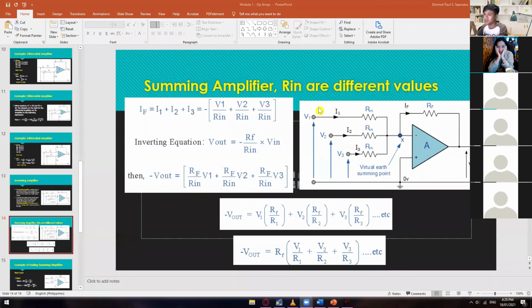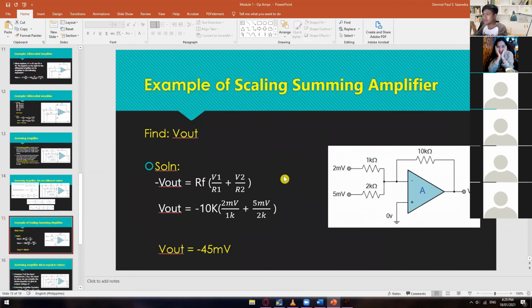Mas nakakapagod mag-type. Anyway, so if you guys do not have a question anymore, then let's now proceed to the example. Okay, so we have here scaling summing amplifier. So find V out. Okay, so the given is already in here. So we have the R1, which is 1K, and then the R2 is 2K, and then the reference voltage is 10K, and then 2 millivolts for the first input, and then 5 millivolts for the second input.